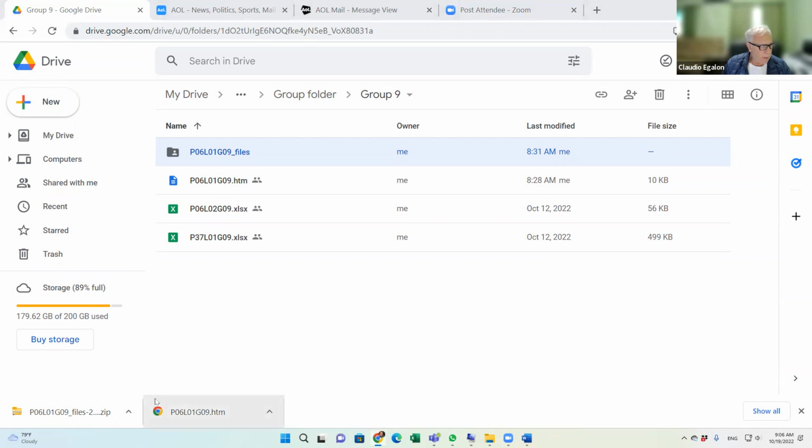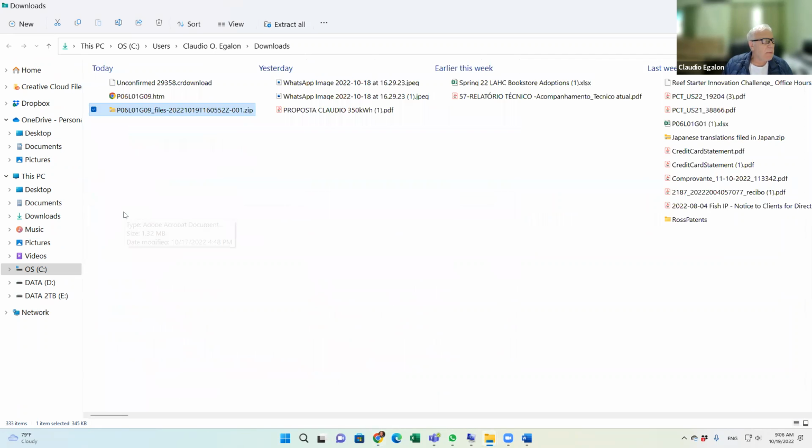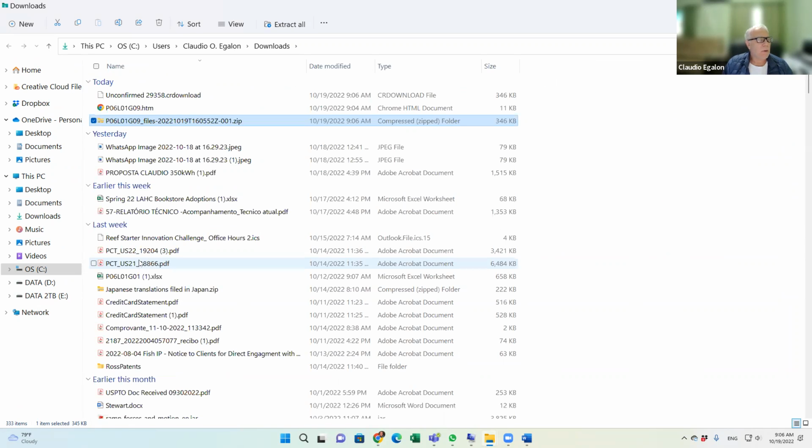Okay, and if we go, in most computers, this folder ends up being downloaded into the download folder. But don't forget this folder here is in zip. It has been zipped. Okay, let's see. Yeah, there's a little zipper here in this folder, and then you have to unzip the folder inside the zipped folder.